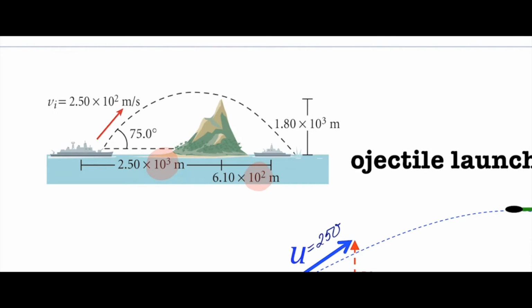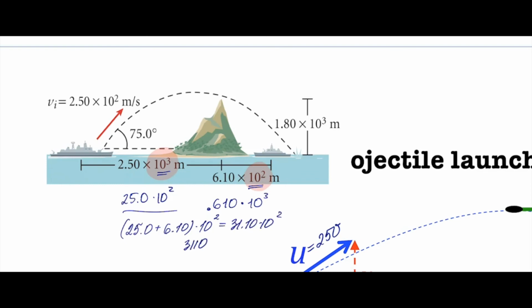If you look at the two different powers, my options are either to raise 610 to 10 to the third, so that will be this, or I could bring this down, and that would be 25 times 10 to the second. I like this version better, so I'm just going to say that it's 25 plus 61, times 10 to the second, and that gives me 3110, essentially 3110 without any dots. So that's the distance to the enemy ship.